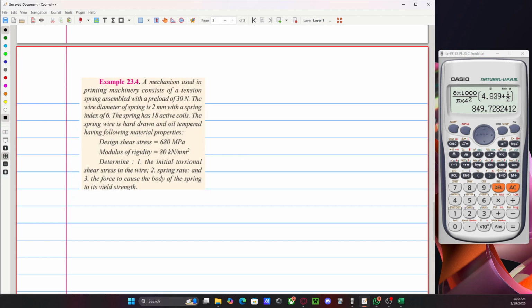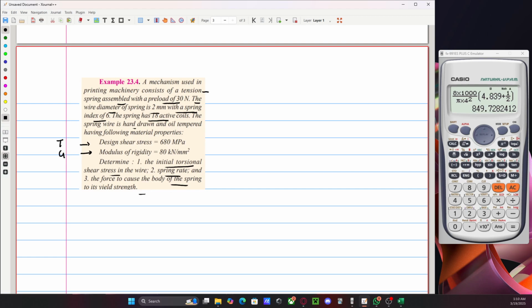Okay. So a mechanism is used for printing. Machinery consists of a tension spring assembled with a preload of 30 newtons. The wire diameter of the spring is 2 millimeter with a spring index of 6. The spring has 18 active coils. The spring wire is hard drawn and oil tempered, and has the following properties: design shear stress, this is tau, and modulus of rigidity, this is G. Determine the initial torsional shear stress on the wire, the spring rate, which, if you remember, is just the stiffness, and the force to cause this body to reach its yield strength.